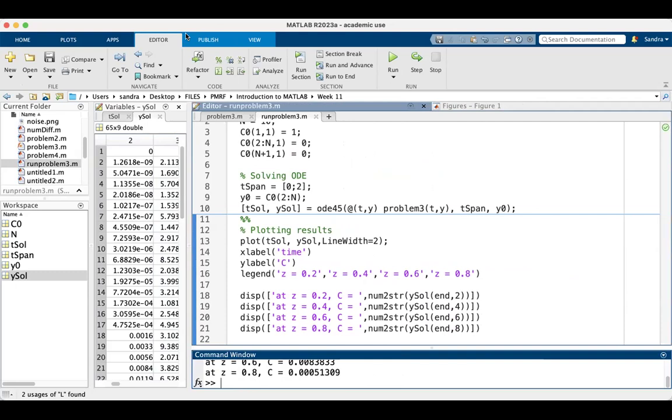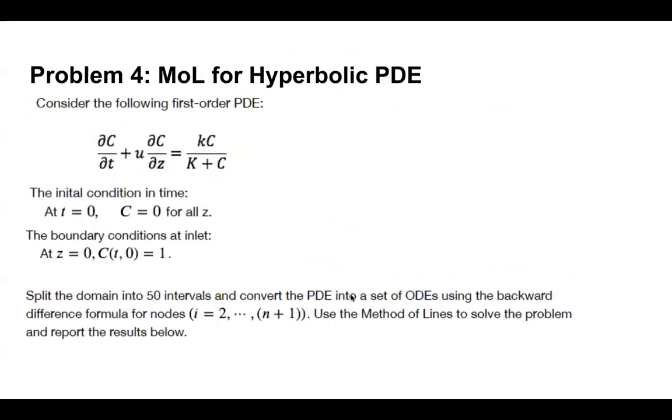Okay. Then let's move on to the last question. This is again using method of lines. I'll just give you 1 minute because it's similar to what we have seen last week also, and then we'll discuss.